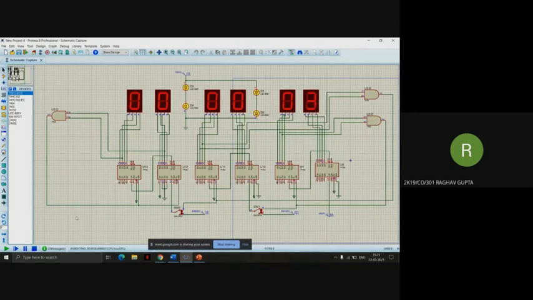So now I will explain the working of the circuit. Sir, our circuit is divided into 3 blocks: the seconds block, the minutes block, and the hours block. In the seconds block, through the first counter, our terminal 5, that is the up clock of the IC, receives 1 pulse per second. It is the main clock pulse of the circuit.